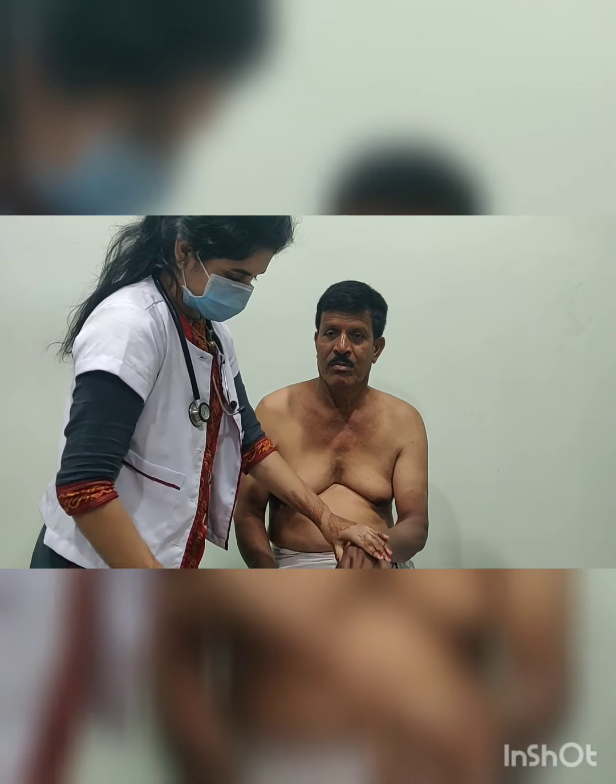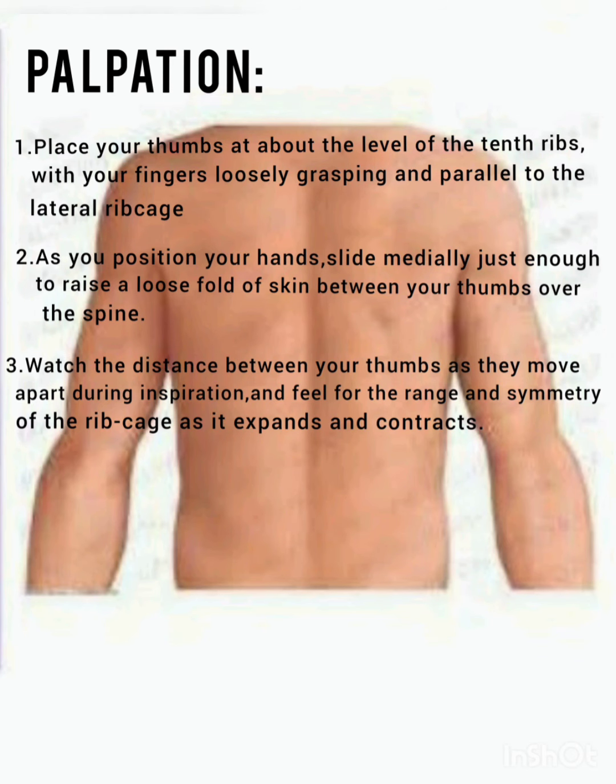Palpation. Place your thumbs at about the level of the 10th rib. Place your fingers loosely, grasping and parallel to the lateral rib cage. As you position your hands, slide medially just enough to raise a loose fold of skin between your thumbs over the spine. Watch the distance between your thumbs as they move apart during inspiration and feel for the range and symmetry of the rib cage as it expands and contracts.